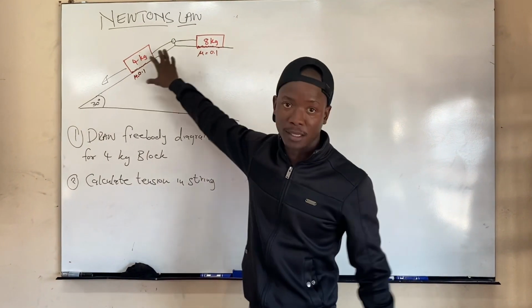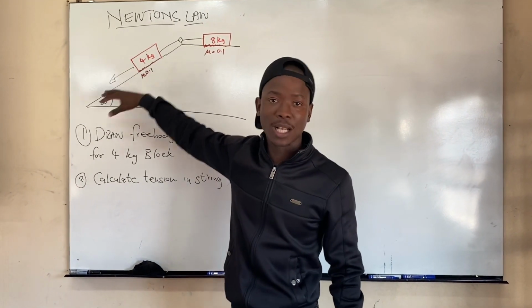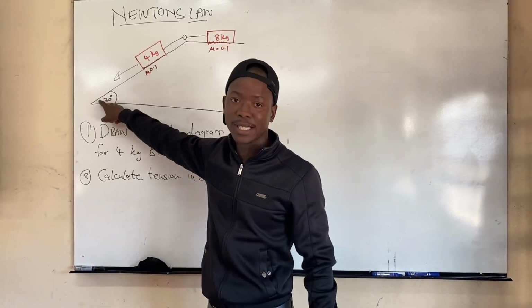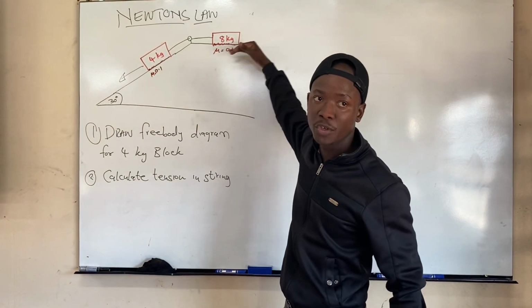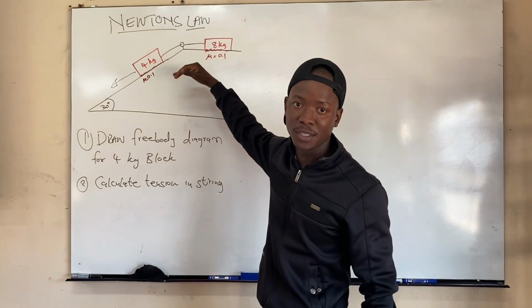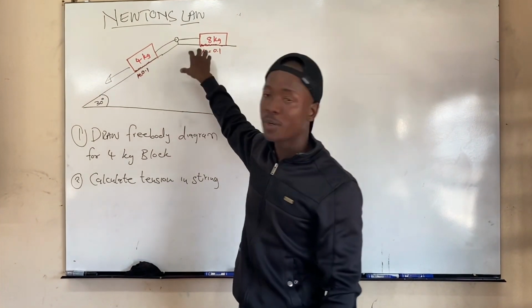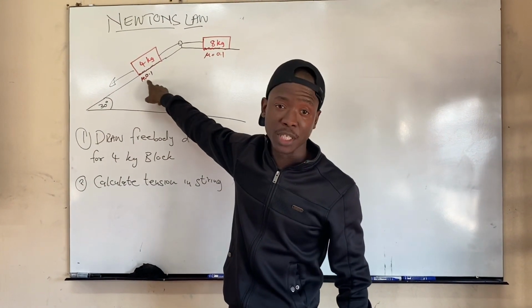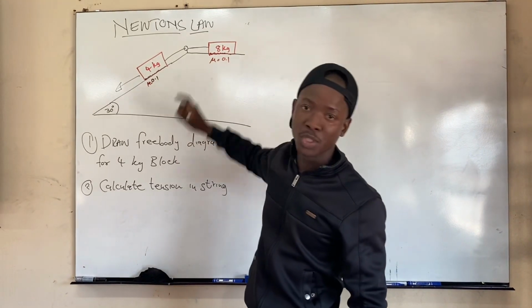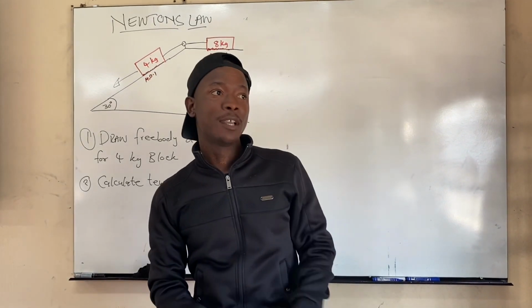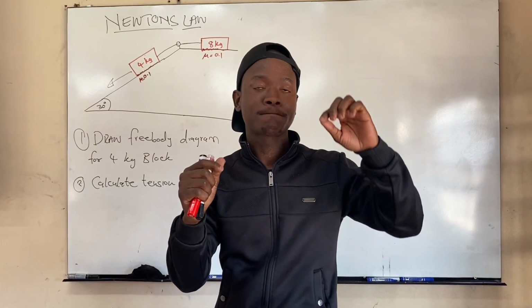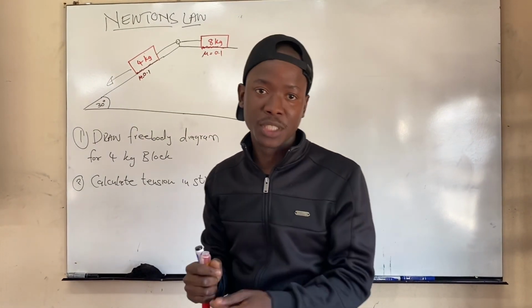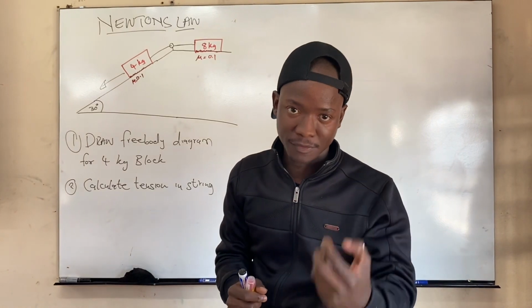Let's analyze the diagram. The 4 kg block is on an incline. It's inclined at a certain angle of 30 degrees. The 8 kg block is on a horizontal surface. You understand? Both blocks are on a rough surface, hence you're given the coefficient of friction of both of them to be 0.1. But mostly, when you get the frictions, expect the heavy block to have more friction and the lighter block to have less friction.